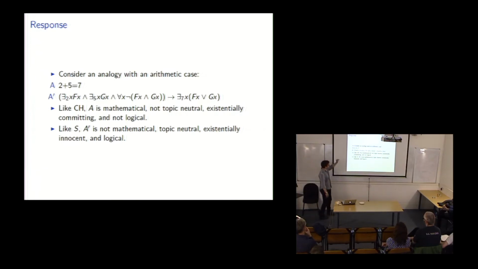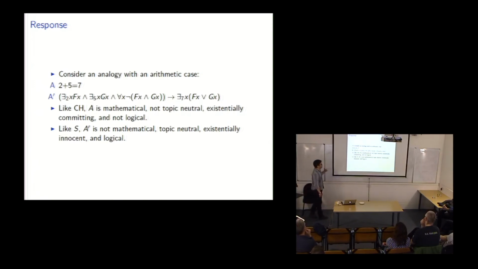So this sentence here, A prime, what does that say? Well, that says if there are exactly 2 F's and exactly 5 G's, and nothing's both F and G, then there are exactly 7 things which are F or G. Now again, on the face of it, you might think that looks like there's some mathematical stuff getting involved, but again, that's just shorthand. The existential quantifiers subscripted with numbers there, those can all be defined away in the normal sort of way.